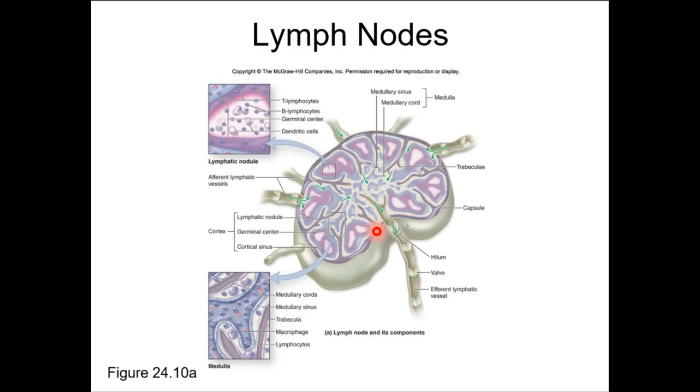So is each afferent in a hilum? No, so these are not considered hila. Okay, so only the efferent is going to be located at the hilum in this case. So it's one-way flow, again, because of valves.